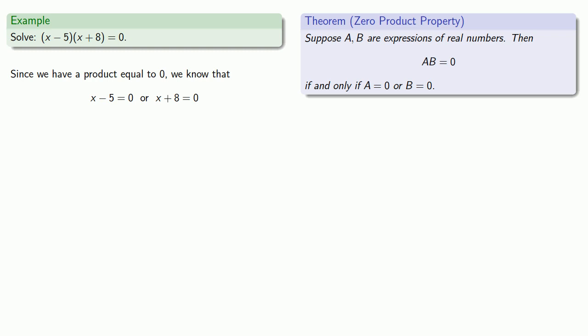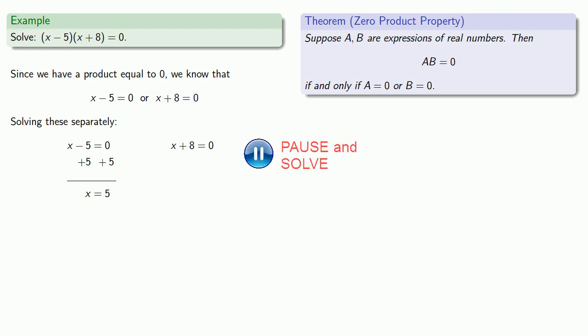And so this gives us two equations to solve. Solving these separately, first, x minus 5 equal to 0 can be solved as x equal to 5, and then x plus 8 equals 0 can be solved, giving us the solution x equals negative 8. And so our two solutions are x equals 5 or x equals negative 8. And this leads to the following idea. We can use this idea if we factor the quadratic expression.